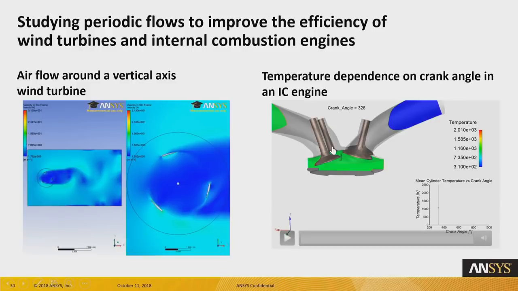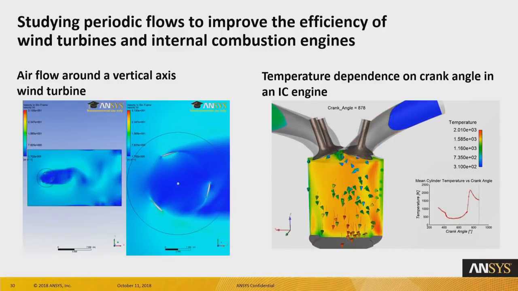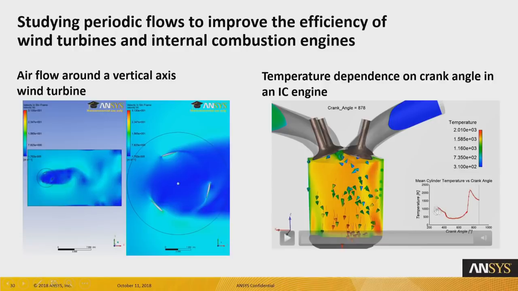On the right-hand side, we have a different type of periodic flow that occurs in the internal combustion engine. So this is a full conjugate heat transfer problem with chemical reactions in order to simulate the burn of the gasoline and how that impacts the motion of the piston. If you look at the motion, you can see that on the right-hand side, we have the maximum temperature in the domain as a function of the crank angle. So you can observe how exactly the temperature changes as the crank angle advances in value.